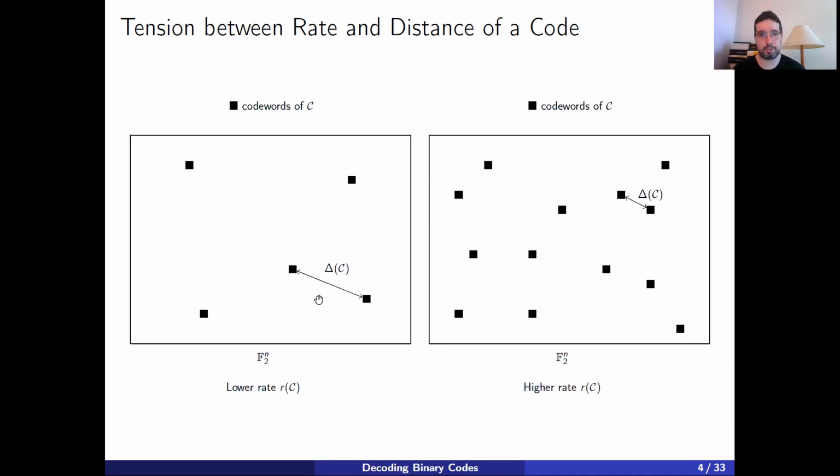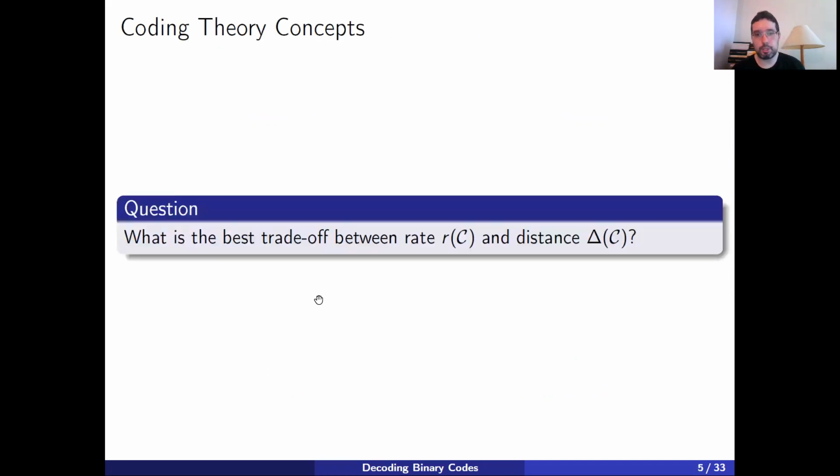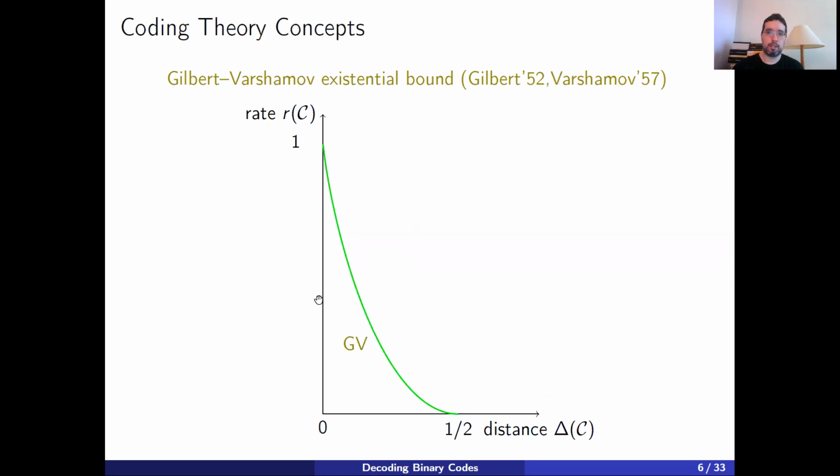That's typically very easy to see in the picture. On the left, we have a lower rate code, and we see that we can achieve a larger distance. And on the right, if you try to pack more code words, then the distance decreases. So they are in natural tension. And the natural question would be, what is the best trade-off between the size, the rate, and the distance of a code? And this question was investigated since the 50s with Gilbert and Varshamov.